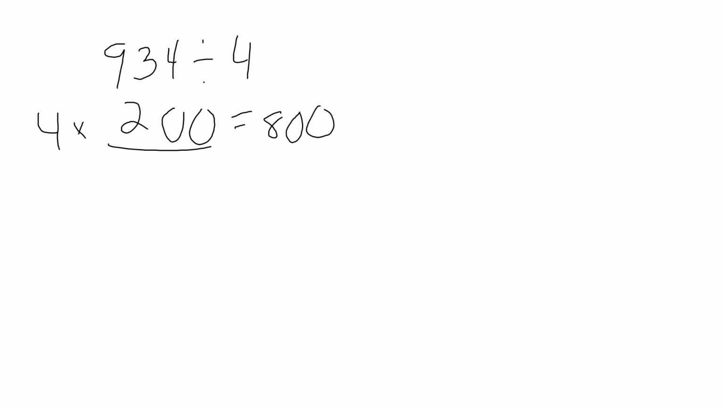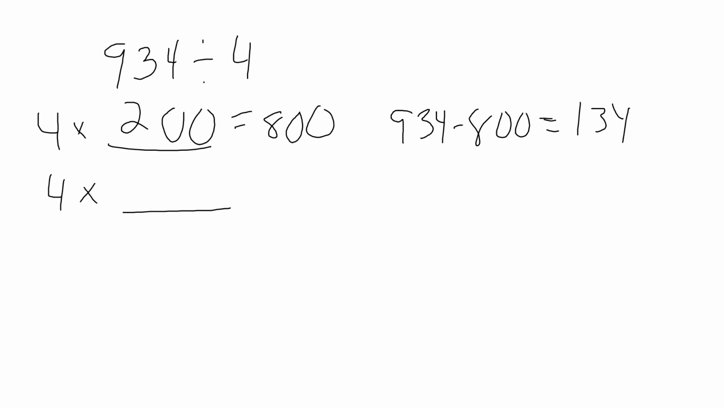Which is the same thing we do in the traditional algorithm. We say, how many times will it go in without going over? And so then we have 934 minus 800, which gives us the 134. Now I'm going to be working with the 134. I want to get as close to 134 as I can, except this time I'm using tens. So that would be a 3. So 4 times 30, which would give me 120.